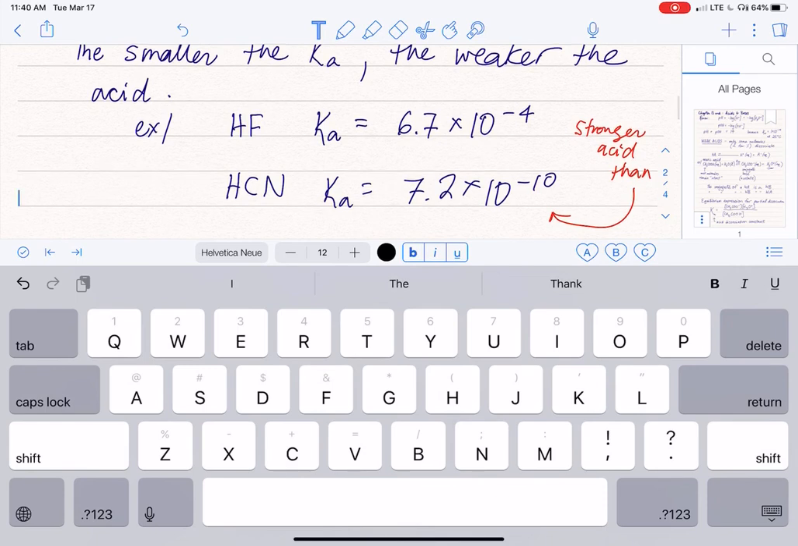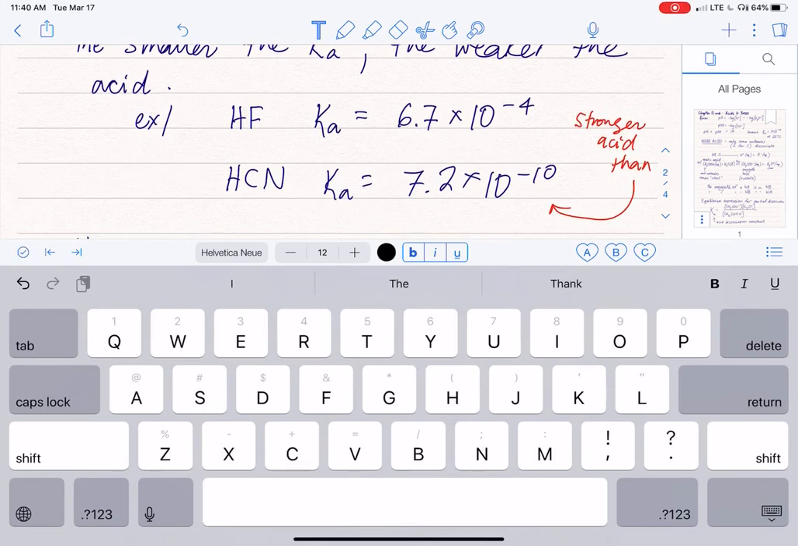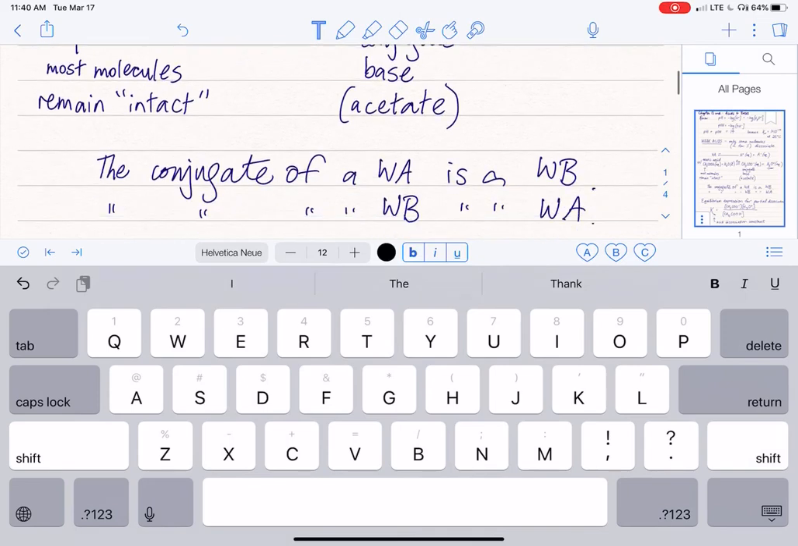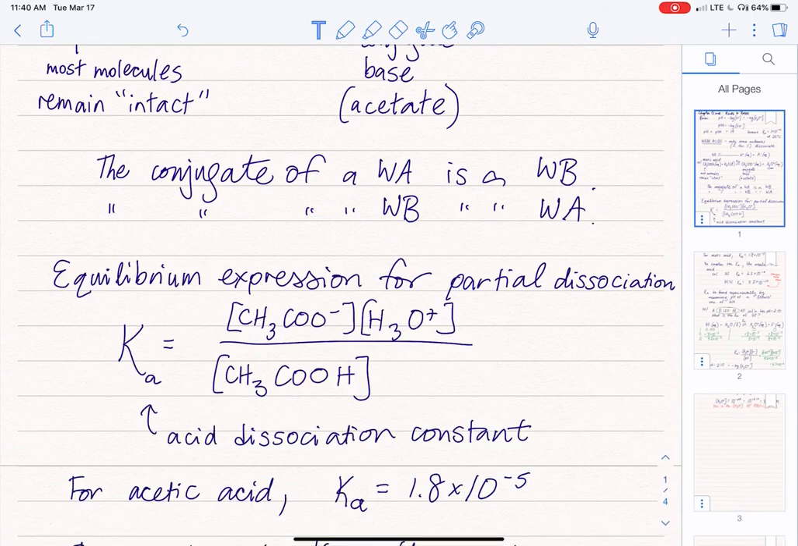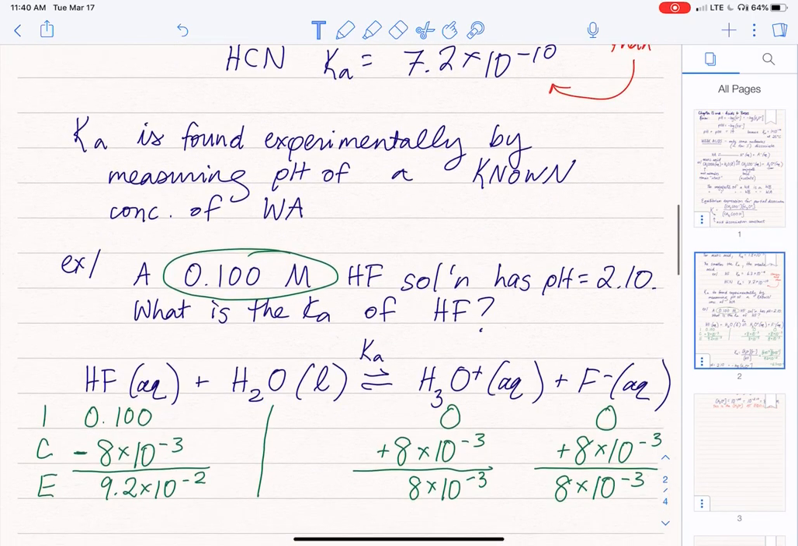Sorry, technical deficiencies. How do I get rid of this keyboard here? Eek. Okay, so sorry about that, you guys.